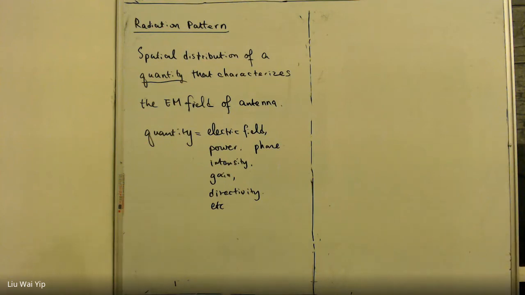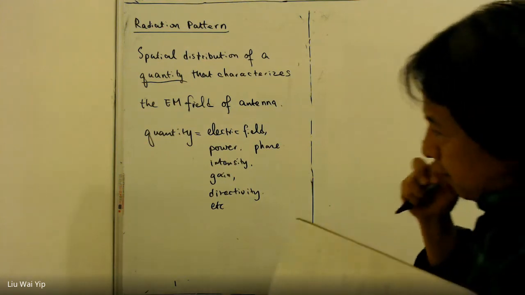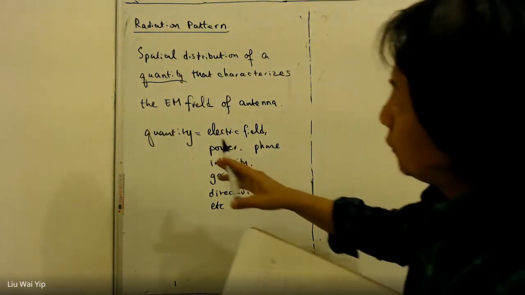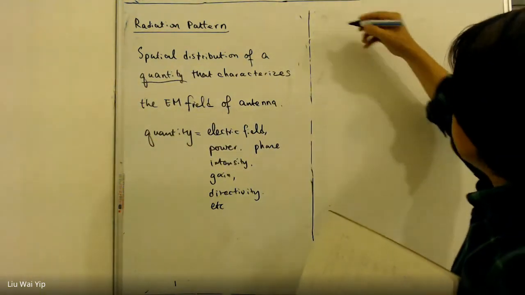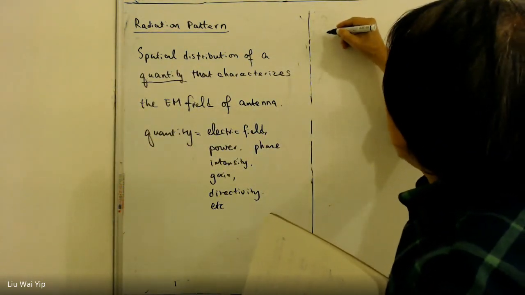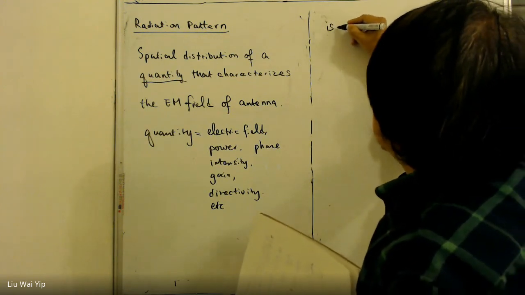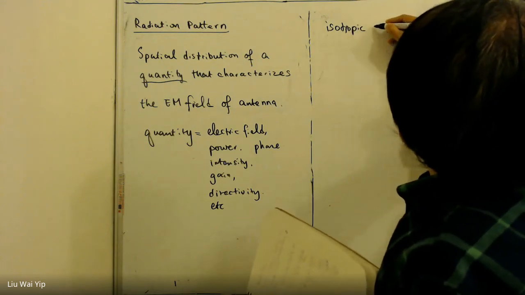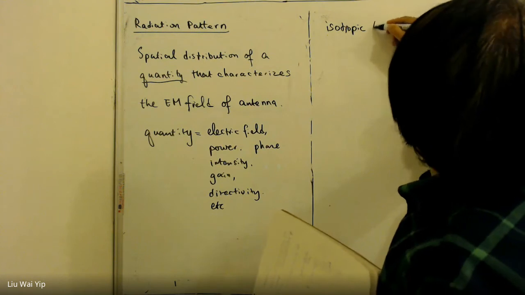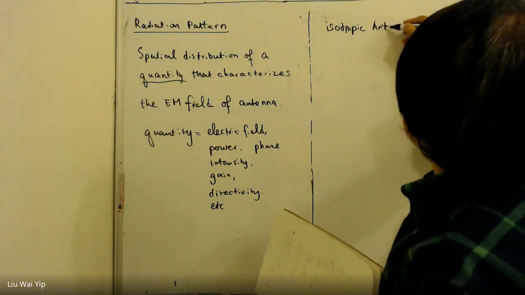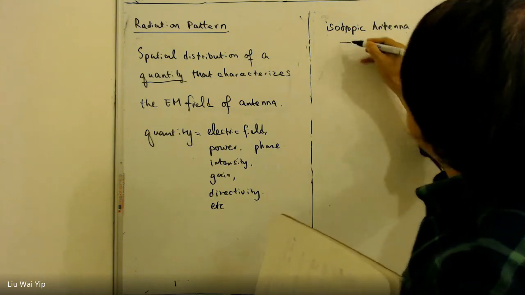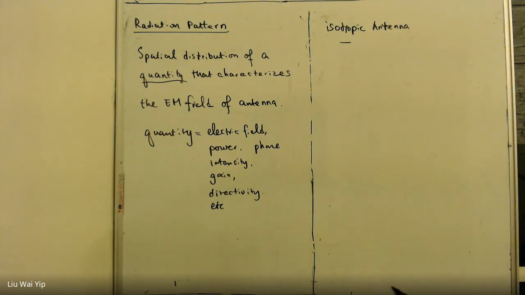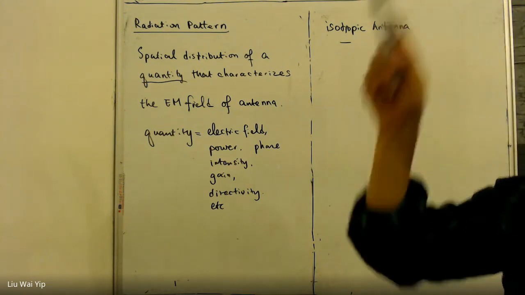Now, before going forward, I want to tell you there are three kinds of antennas, three categories of antenna. One is the so-called isotropic antenna. With an isotropic antenna, the radiation will be distributed equally to all directions.